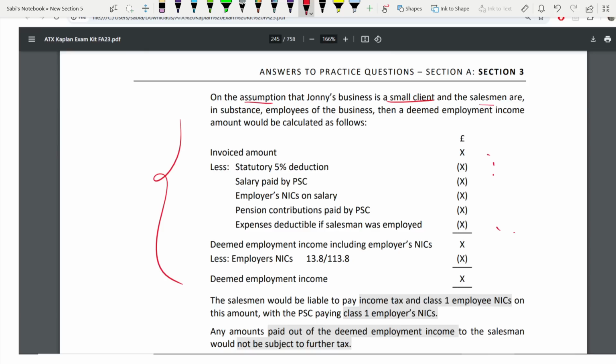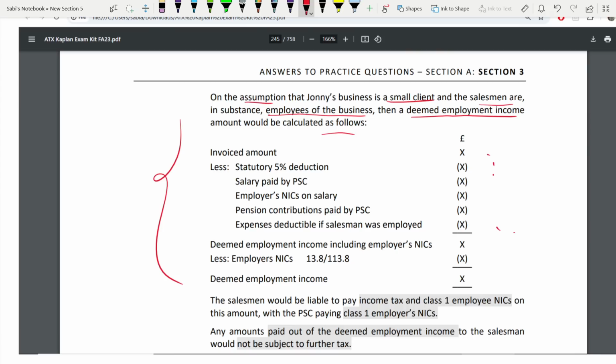And the salesman are employees of the business. Because they are a small client, salesmen will be treated as employees of the business. Therefore, you have to calculate the deemed employment income. And this is how it will be calculated. You have to show it. For this, you have to know this working. This pro forma you have to know.